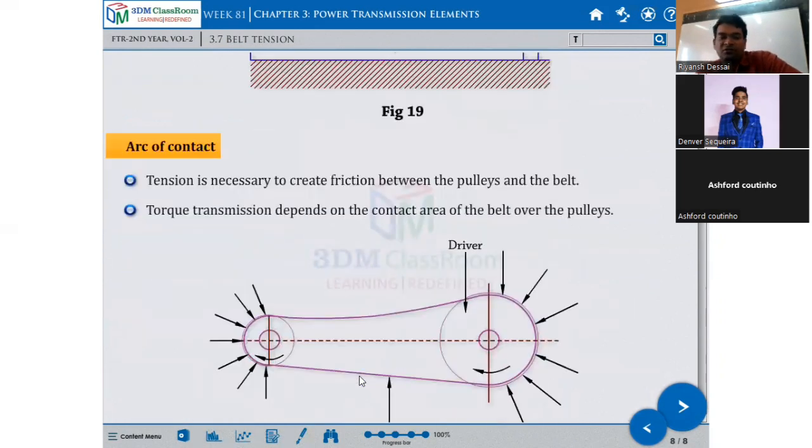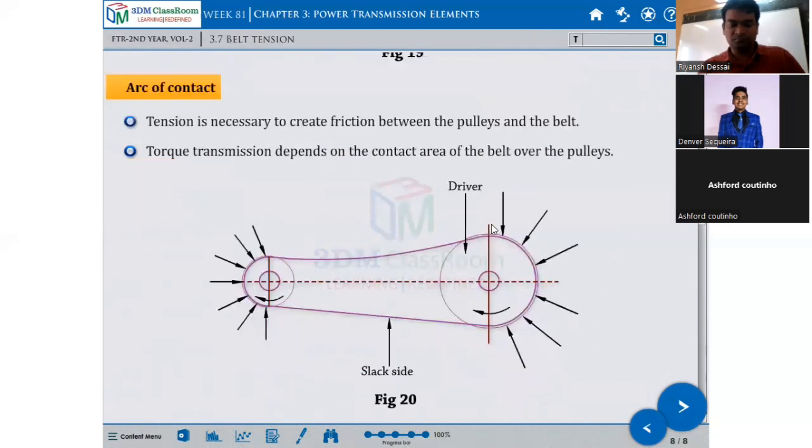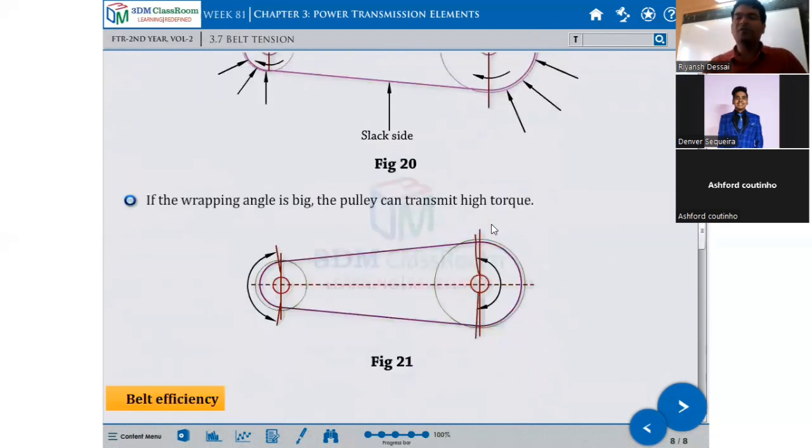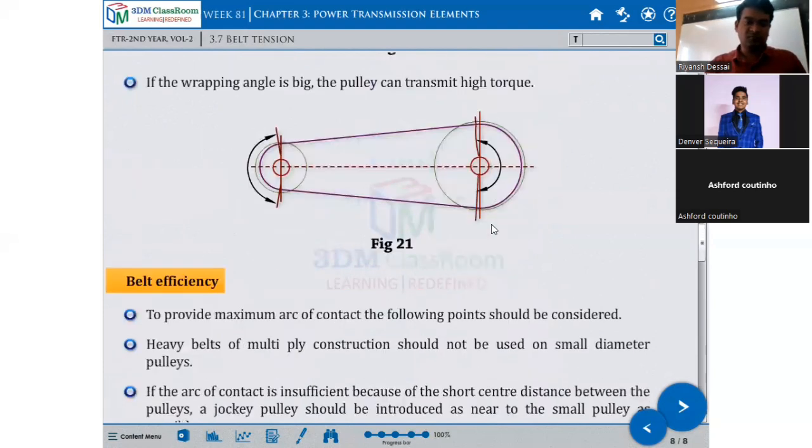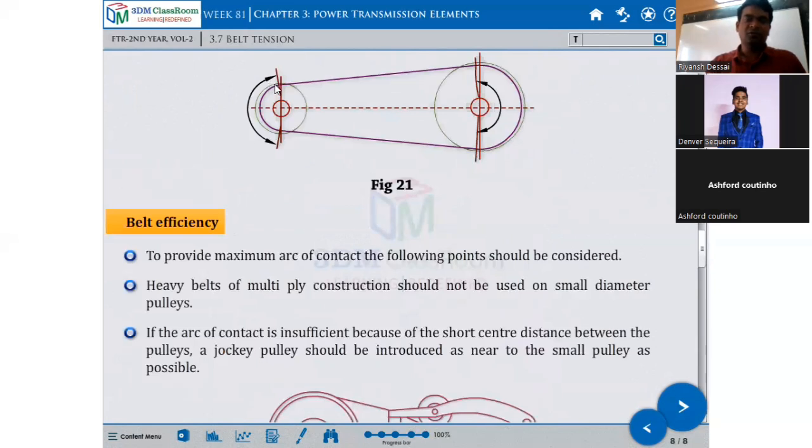Arc of contact. This is the arc of contact. Tension is necessary to create friction between the pulley and the belt, and torque transmission depends on the contact surface between the belt and the pulley. If the wrapping angle is large, the pulley can transmit high torque. Wrapping angle means the portion from here where the belt is wrapped on the pulley; the more of the pulley it wraps, the more torque is transmitted.